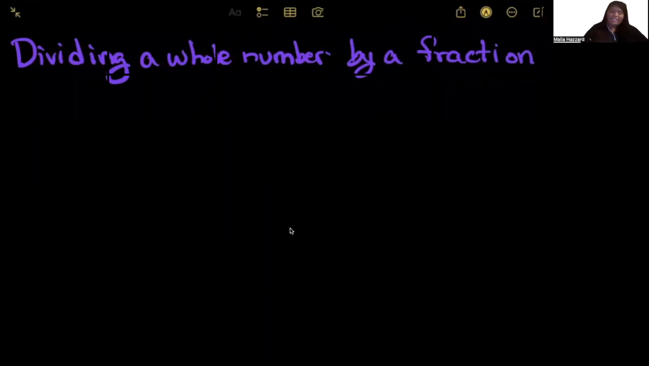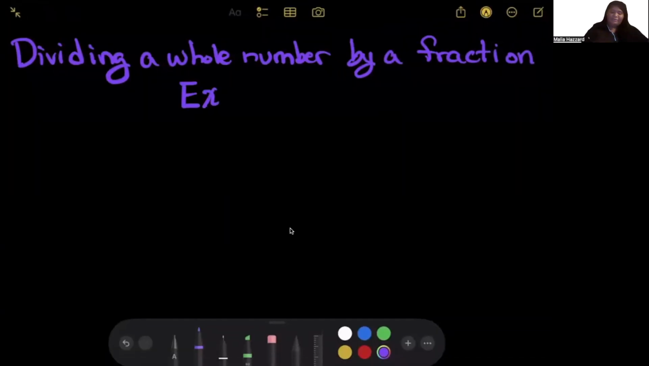Okay, so today we're talking about how to divide a whole number by a fraction. Let's go. So we're going to start off by looking at an example. Let's start off with doing 4 divided by 1/2. I have my whole number divided by my fraction.